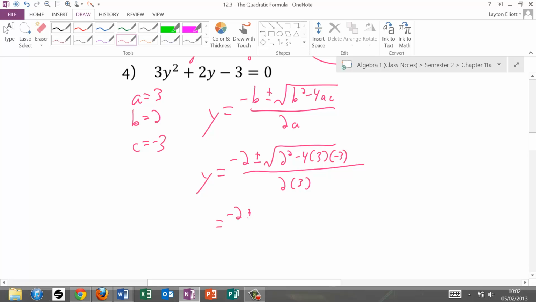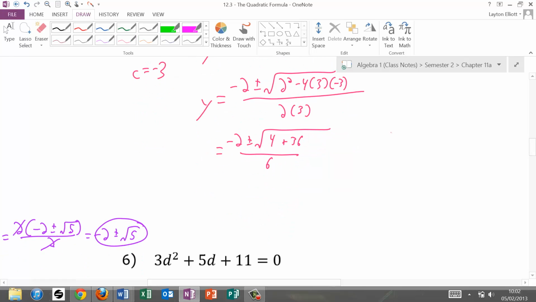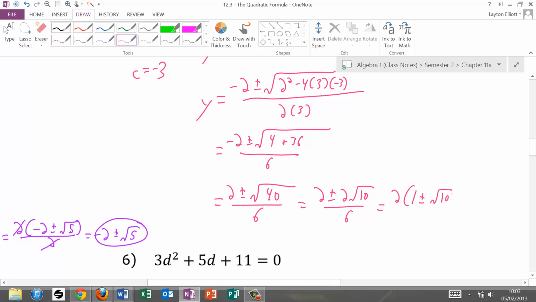So we have negative 2 plus or minus the square root of 4. 4 times 3 times 3 is 12 times 3, or 36. So 4 plus 36, all over 6. And then I have negative 2 plus or minus the square root of 40 over 6. 40 is 4 and 10, so this simplifies to negative 2 plus or minus 2 radical 10 over 6. Factor a 2 out, and I get negative 1 plus or minus 1 radical 10 over 6.